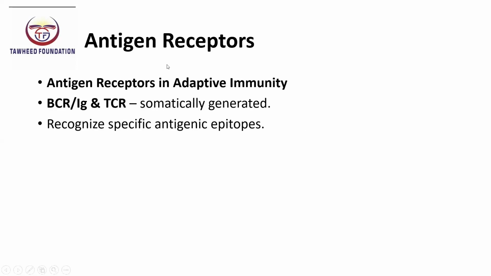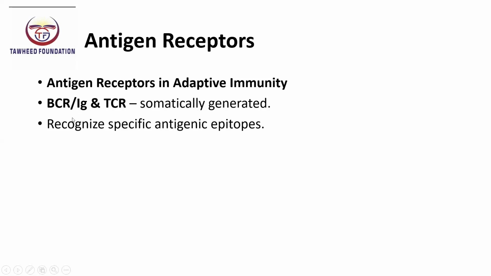Next is antigen receptors. Antigen recognition is carried out by specific receptors, and these differ between the adaptive and the innate immune system. In adaptive immunity, the key receptors are B cell receptors, that is BCRs, and T cell receptors, that is TCRs. These are generated somatically, meaning each individual B cell or T cell has a unique receptor specific for a particular epitope.